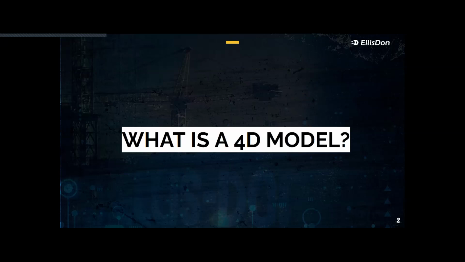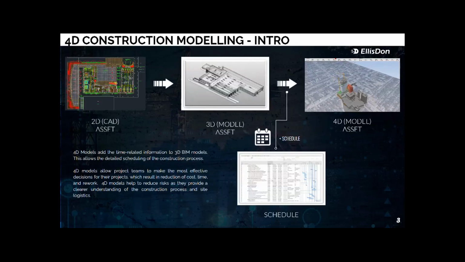Let's start off by asking the question: what is a 4D model? In general, since the construction industry is a very fast-paced, project-based industry, there are a lot of high-risk activities involved. Including a 4D model in the early stages of any project allows you to review the high-risk activities and complex site logistics, and it allows you to propose designs as a whole and identify possible discrepancies early on. The 4D model adds time-related information to the 3D BIM models. This allows for the detailed scheduling of the construction process.